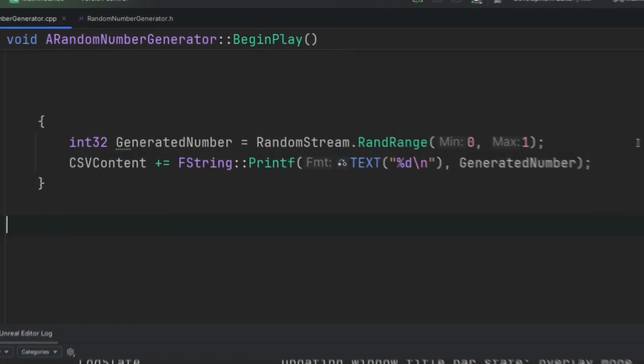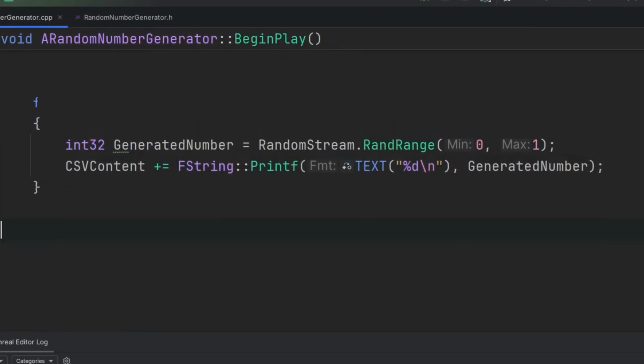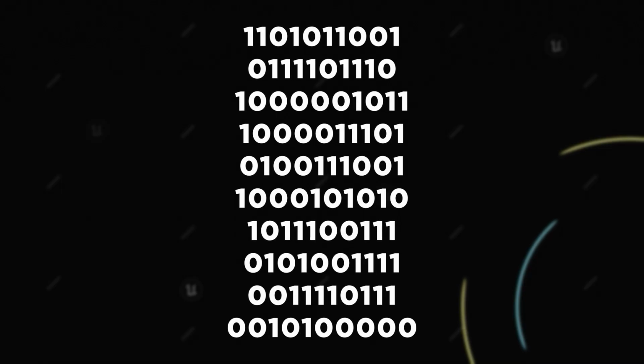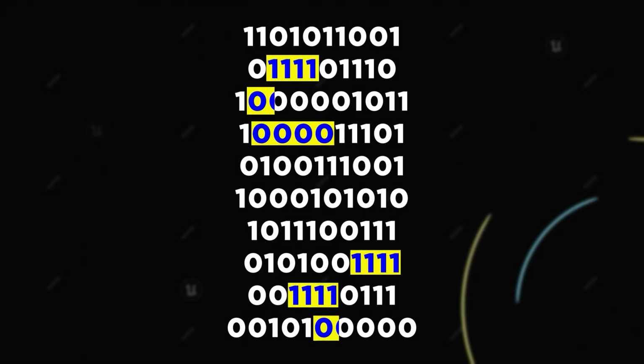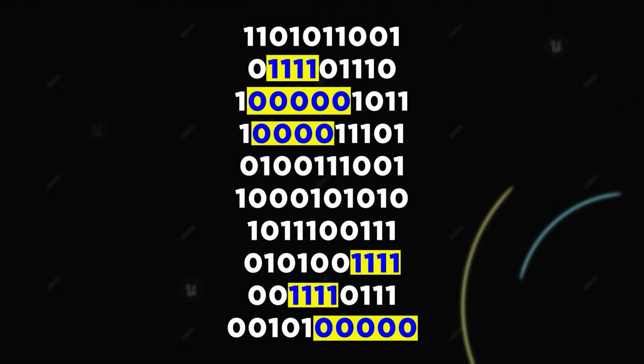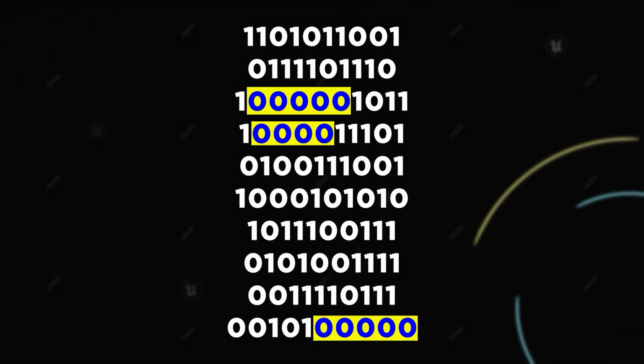For example, let's say you generate a 0 or 1 100 times. When looking at the final sequence, you might notice that sometimes you get something like 4 or even 5 zeros in a row. Depending on what these numbers represent in your game, this could lead to unwanted or unsatisfying outcomes for the player. To fix this, you can define your own rules to modify the generated numbers.